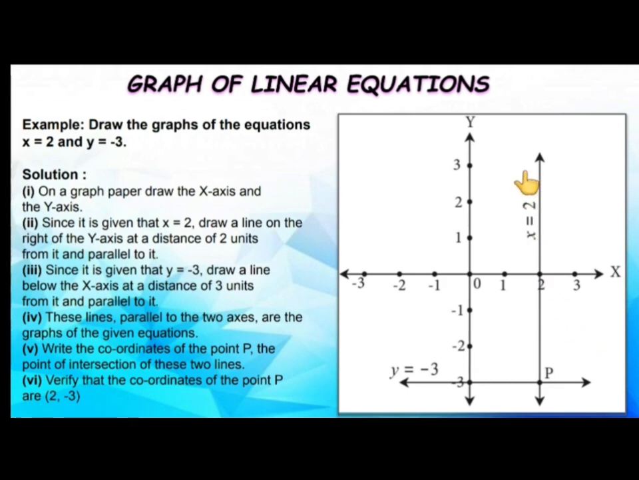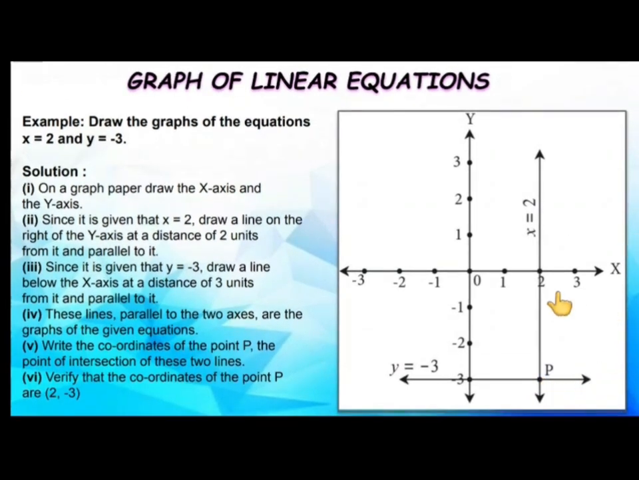So these two lines intersect each other at a certain point. If you observe closely, this intersects here. So the intersection point of these two lines is P and this P has coordinates 2, which will be the x coordinate, and minus 3, which will be the y coordinate. So yes, our two lines are here and the intersection of these two lines is point P with coordinates x as 2 and y as minus 3. So that's how we draw a graph of the linear equation.